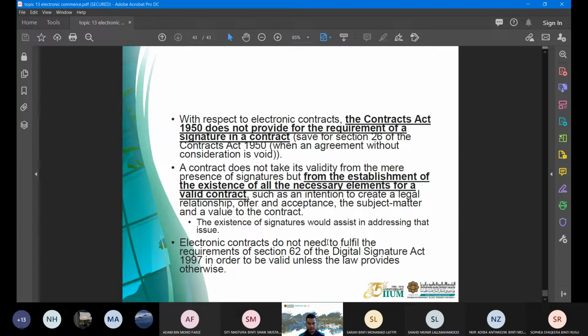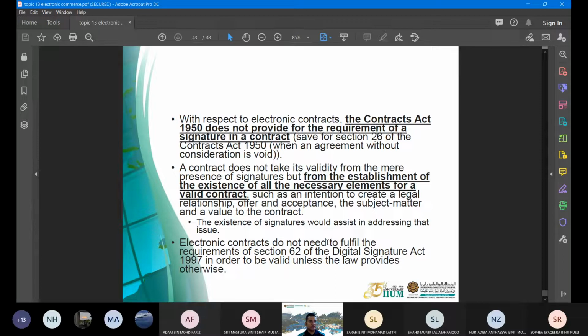Okay, this one I have explained just now. With respect to the Contract Act, the Contract Act does not provide for the requirement of a signature in a contract. So in the Contract Act, if you try to find whether we need a signature to validate a contract, there is none. But under the E-Commerce Act, yes, they have this.